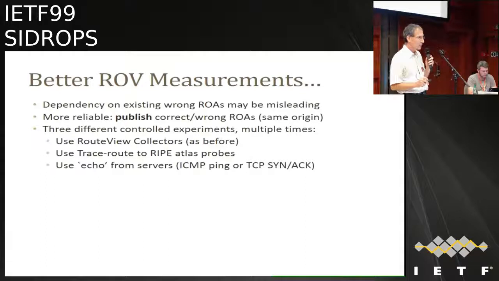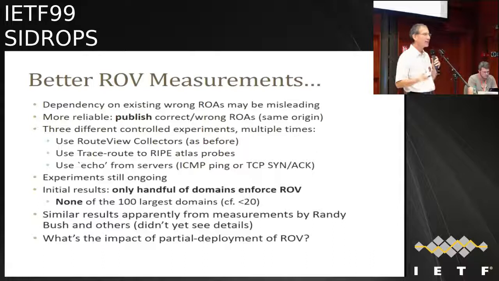So we did some work on better ROV measurements. Actually, Thomas here, who is sitting over there, has been doing these measurements, also Randy, I guess. The basic result, I don't have time to go over it, we used three different measurement methods and so on. We are still doing some of these experiments, but the basic answer is that only a handful, like on one hand or at most two hands, of domains or providers enforce ROV. So this is almost non-existent in real life, which is not surprising if you consider the result.